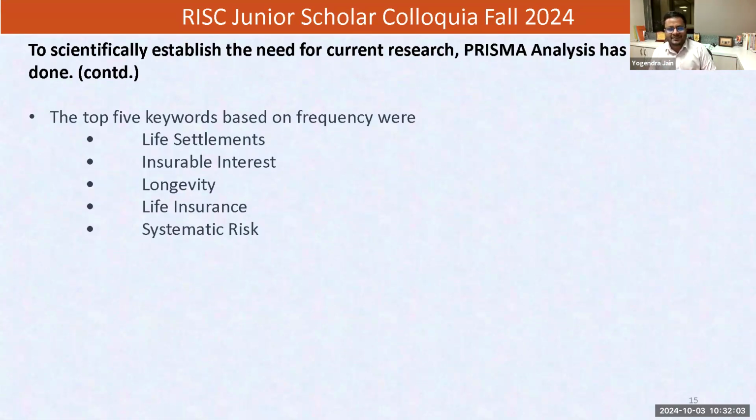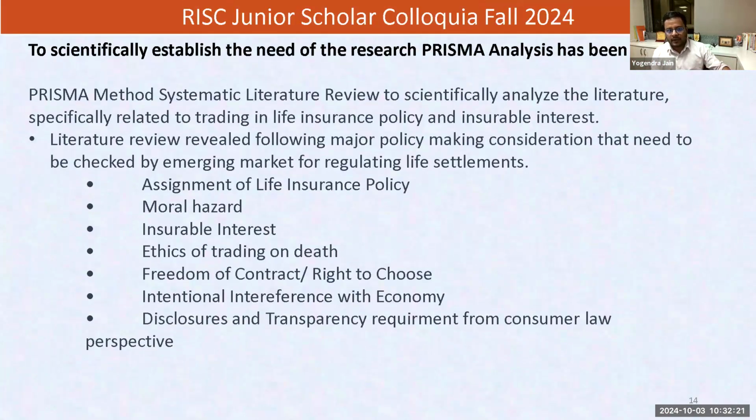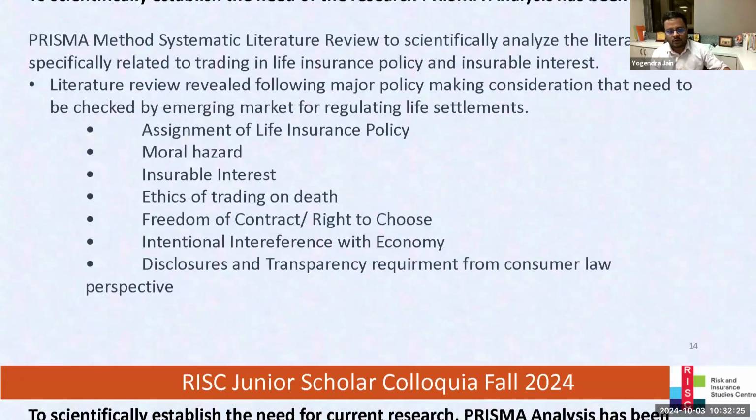So the top 5 keywords which I have used in my research, just to give a reference, are life settlements, insurable interest, longevity or longevity risk, life insurance, and systematic risk. Just to give you an idea, for researchers from other domains, of the main things I have discussed. Coming back to the topic, I've done PRISMA analysis, and these are the patterns I have found. These are the themes that I have been working on.